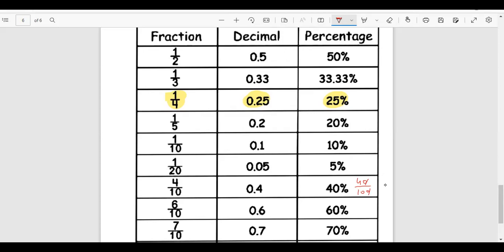And if the examiner has told you that you need to give the answer in the simplest form or in the lowest terms, then you'll have to cancel out this 4 and 10 as well. So it would become 2 and this would become 5, and it would be 2 by 5, right?